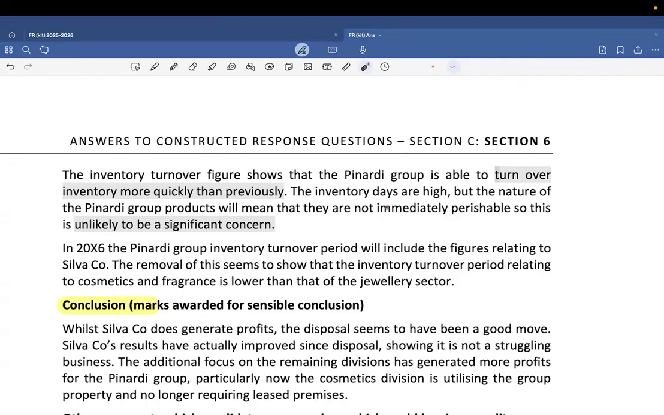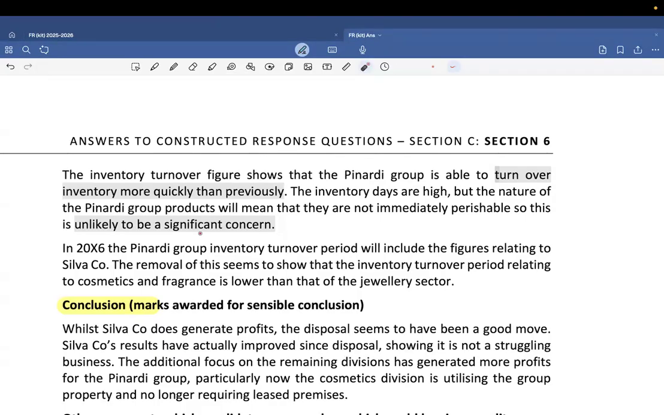So this is also the fact that whatever products Pinardi company is producing are not perishable, right? What are they producing? Fragrance. Is it something that is going to go bad after 2 or 3 days? No. So even if the inventory holding period is high, it is not a problem. Understood? This means it actually corresponds to the revenue.